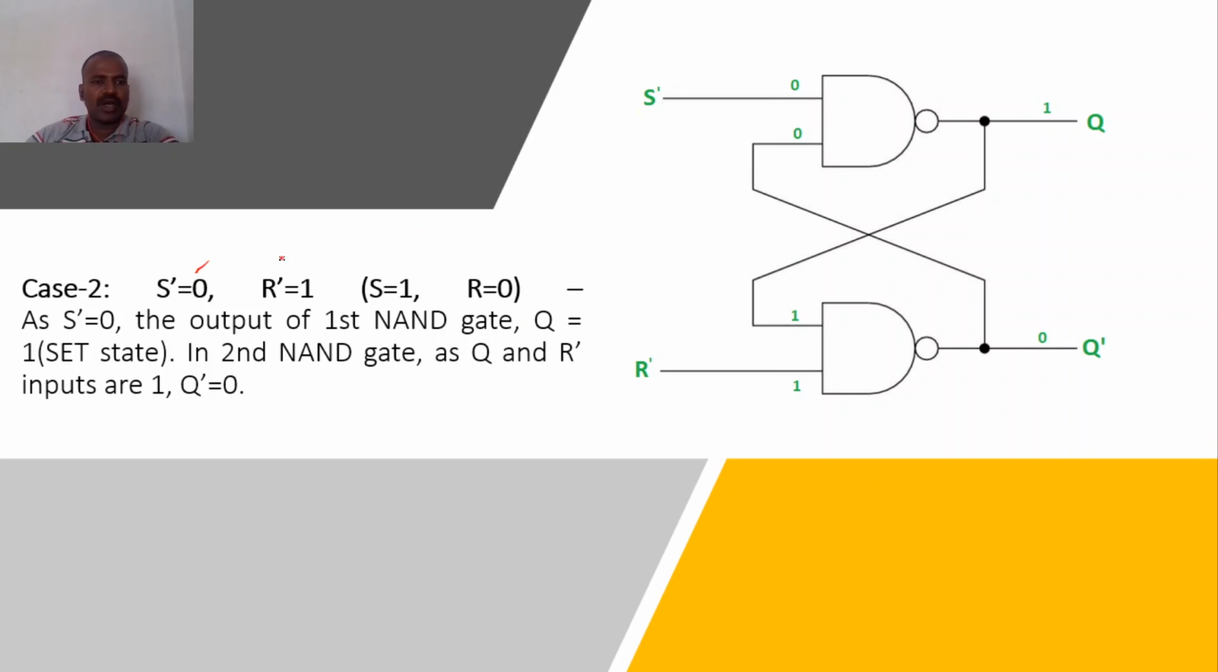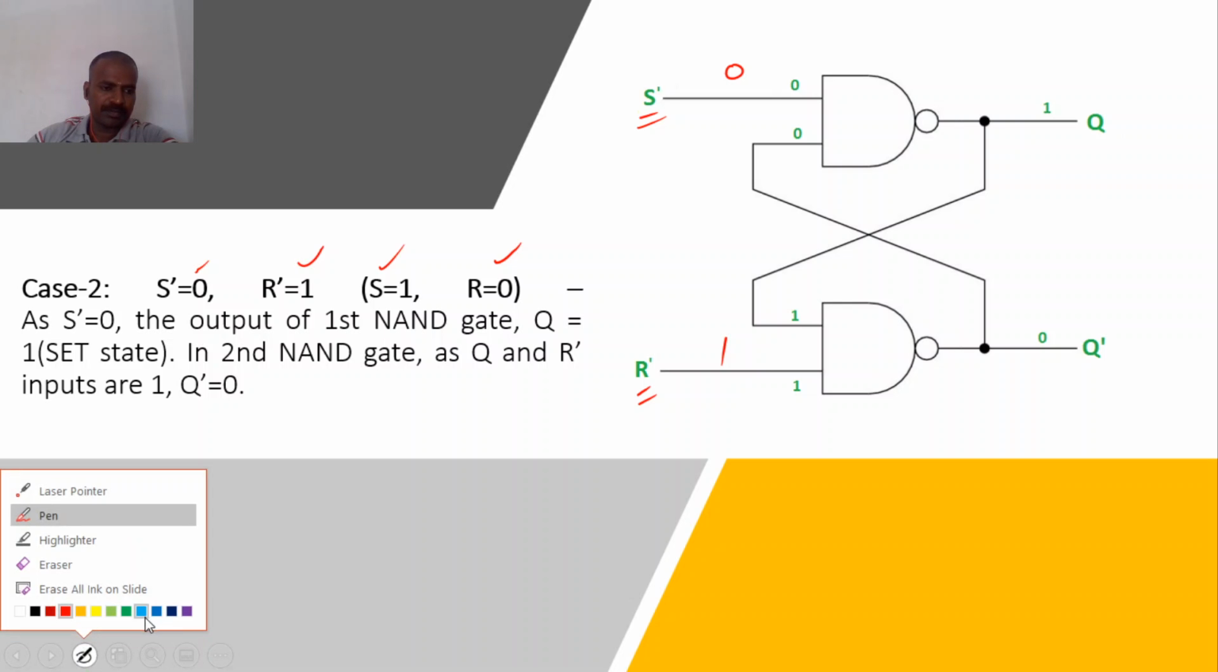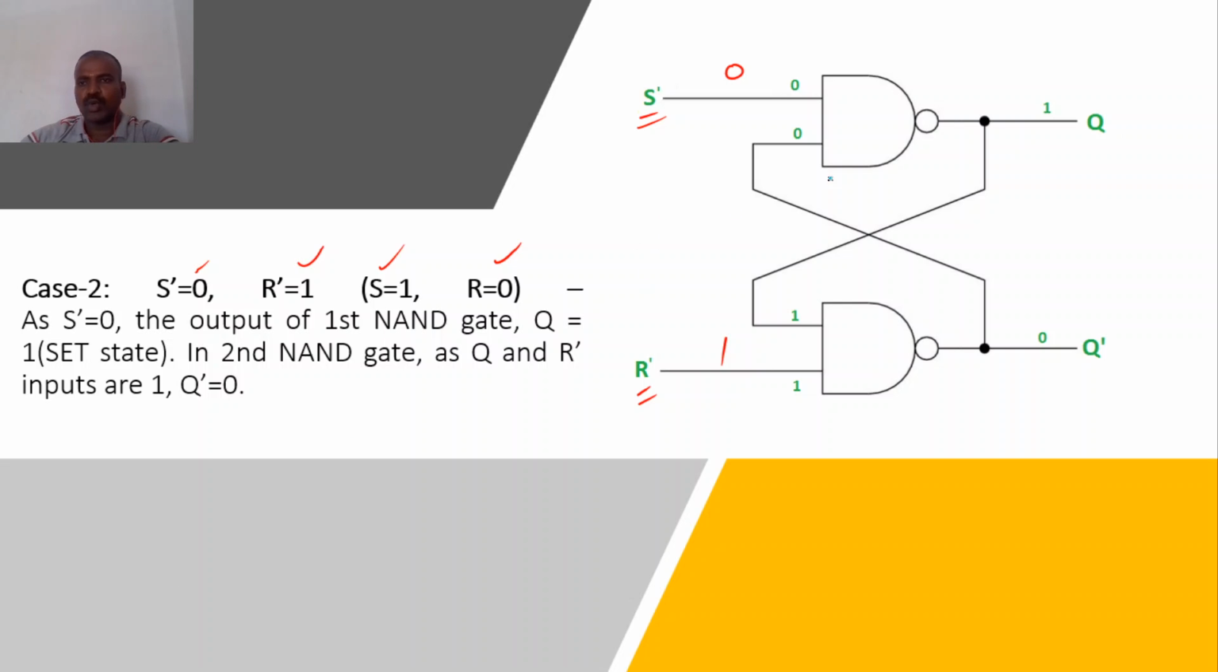The second condition: S bar is 0 and R bar is 1, otherwise S is equal to 1 and R is equal to 0. Let's take S bar and R bar. So what is the S value? It is 0, and the R value is 1. Let me change my pen color. Fine. Here I am going to take my initial outputs as 1 and 0.